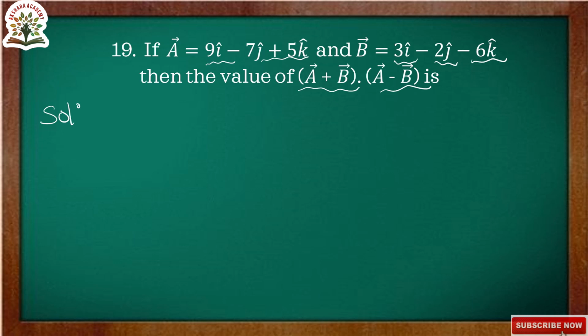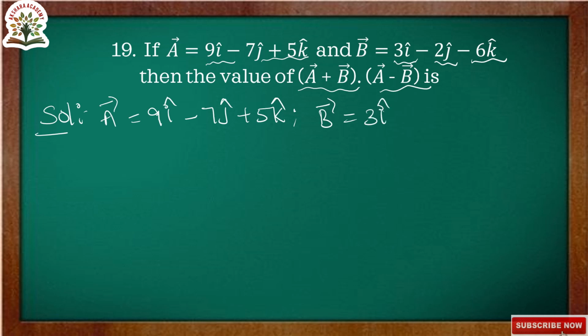Given A bar is equal to 9 i cap minus 7 j cap plus 5 k cap and B bar is equal to 3 i cap minus 2 j cap minus 6 k cap.